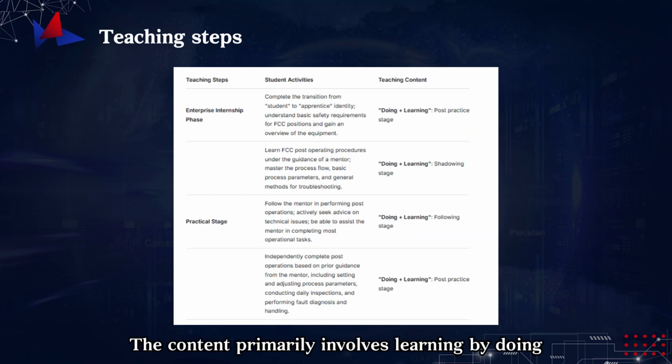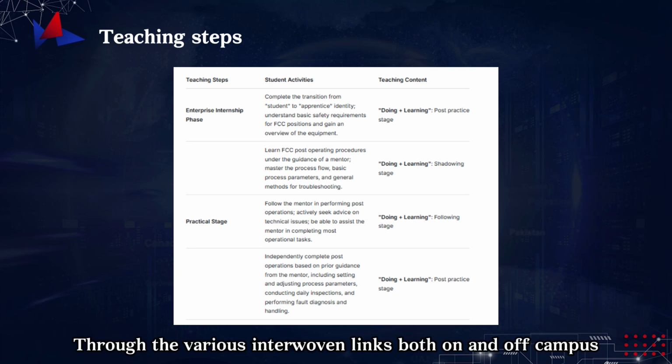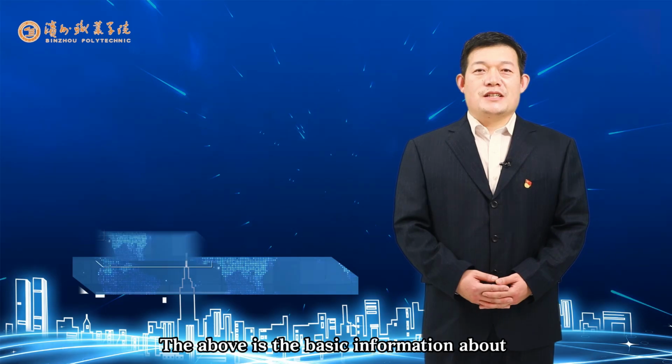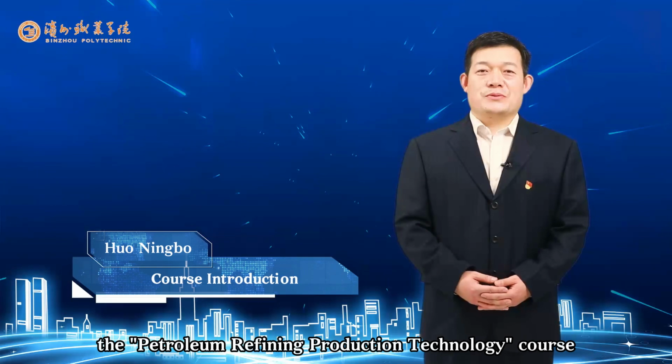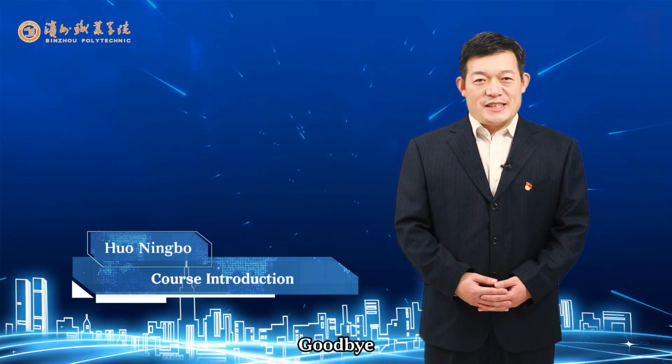teaching. The content primarily involves learning by doing, specifically including enterprise practice stages, post-practice, shadowing, and internship, integrating teaching, learning, and doing. Through the various interwoven links both on and off campus, combining theory and practice, students acquire the necessary knowledge, abilities, and qualities. The above is the basic information about the Petroleum Refining Production Technology course.